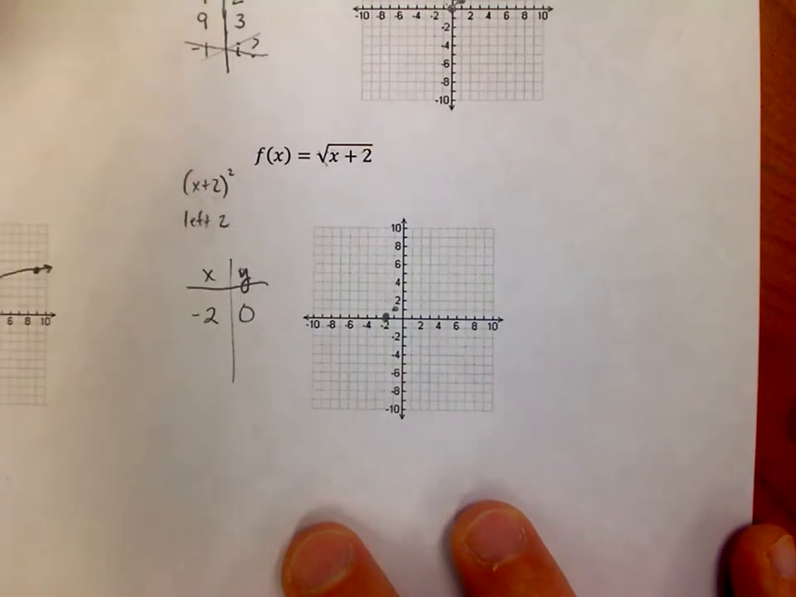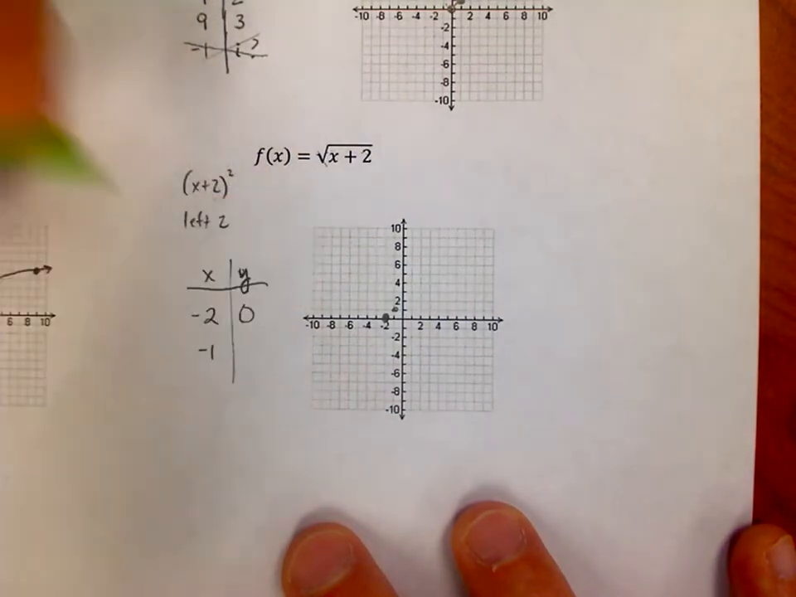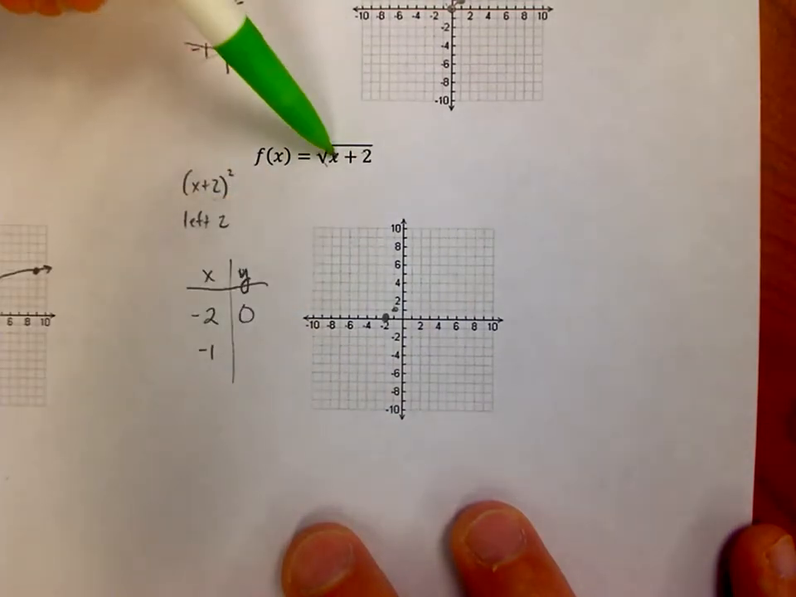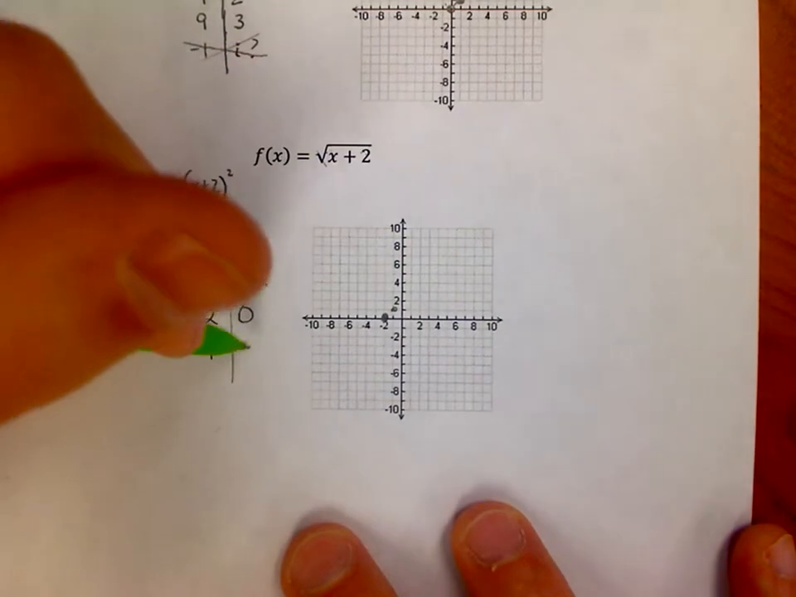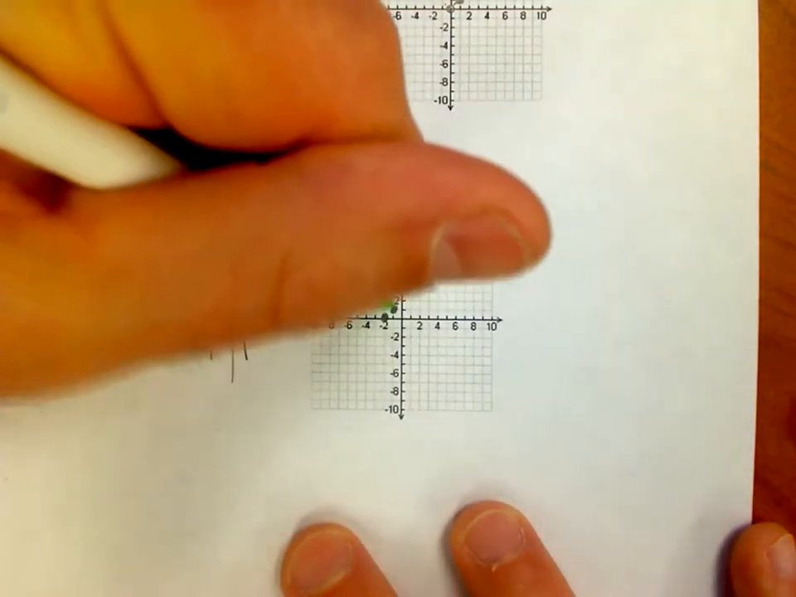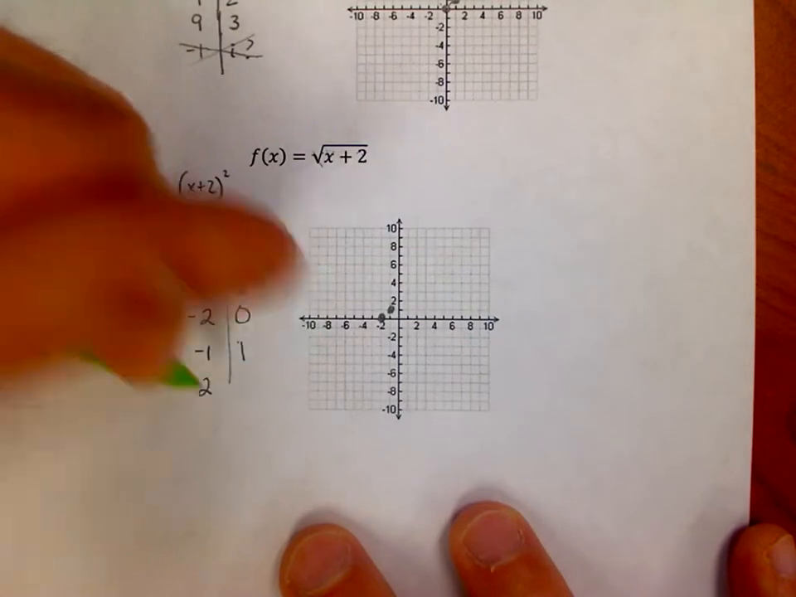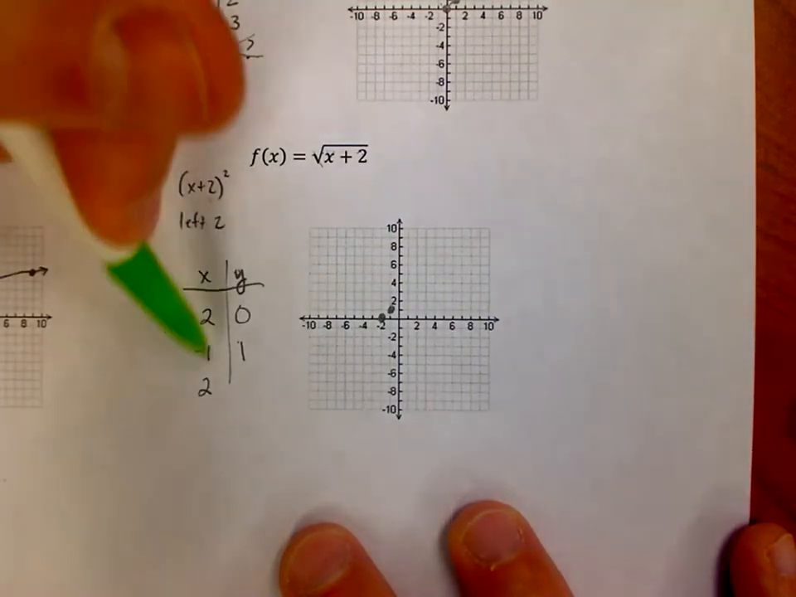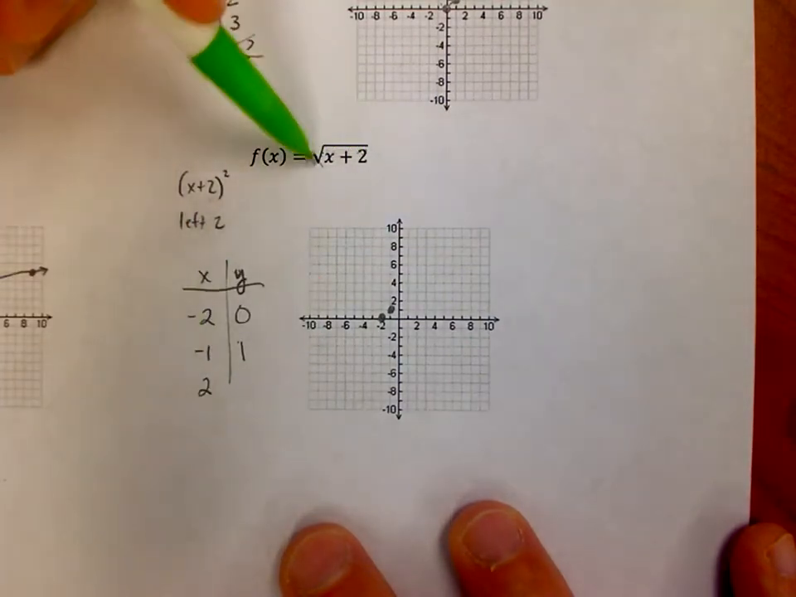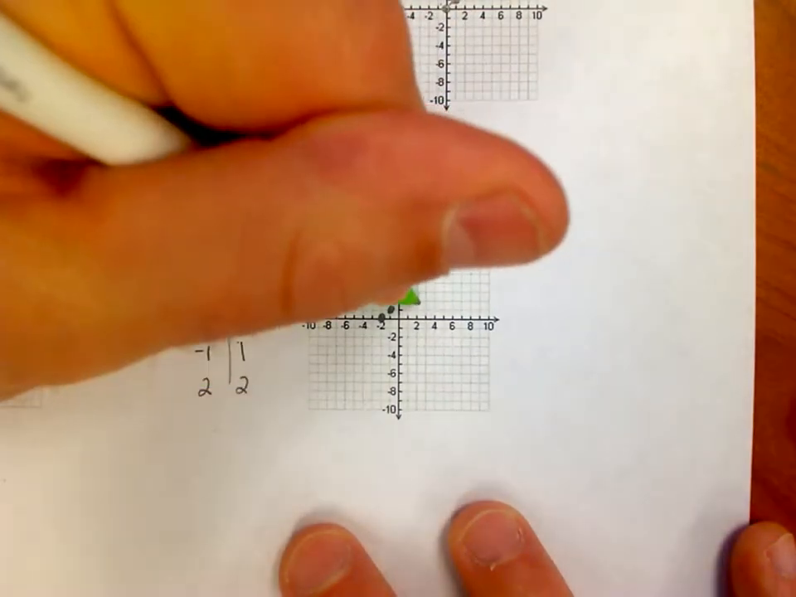I know that the next important point is like, how could I get a 1 out of this? Because I know the square root of 1. I would have to put in a negative 1 for x, because then negative 1 plus 2 is 1, and the square root of 1 is 1, right? And so negative 1, 1 would be my next point. And the next square root that I know is the square root of 4. So how could I get a 4 out of this? I'd have to put a 2 in for x, right? Because then I'd have 2 plus 2 is 4, and the square root of 4 is 2. So 2, 2 would be my next location.